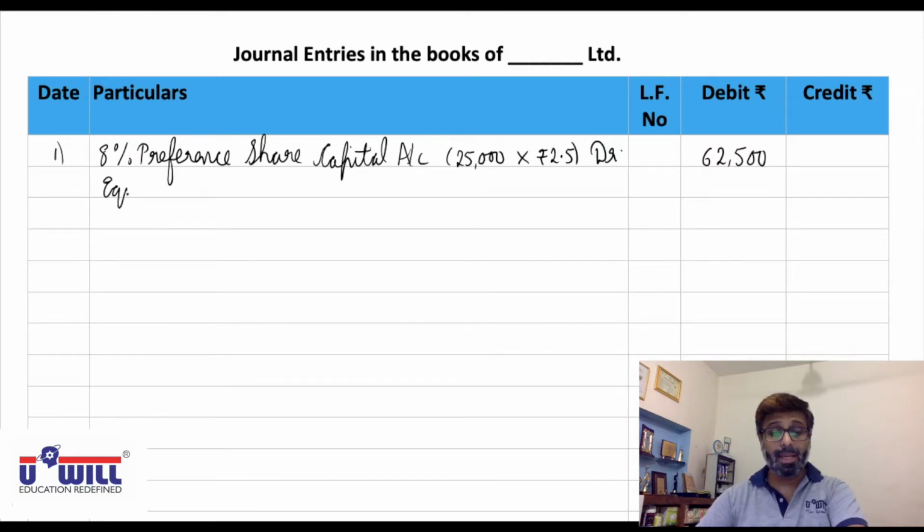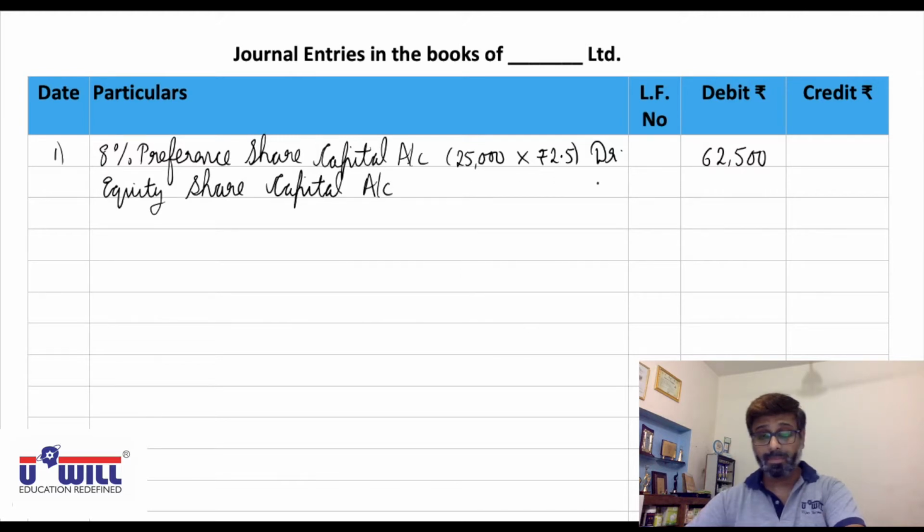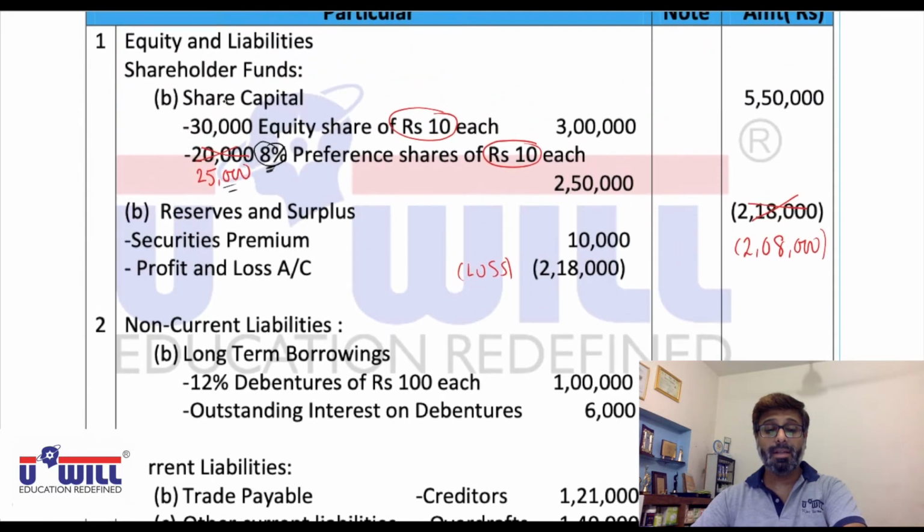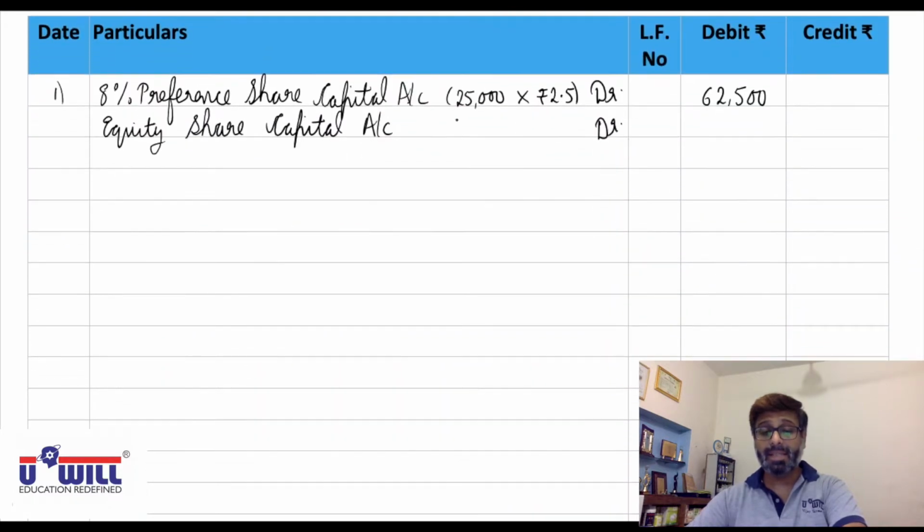Then equity share capital account debit. Now, what equity shareholders are sacrificing is 7.5 rupees. And you can see in the balance sheet there are 30,000 equity shares. 25,000 preference shares, but 30,000 equity shares, and 7.5 is what they are sacrificing. So 30,000 into rupees 7.5, that is 2,25,000 that equity shareholders are sacrificing.